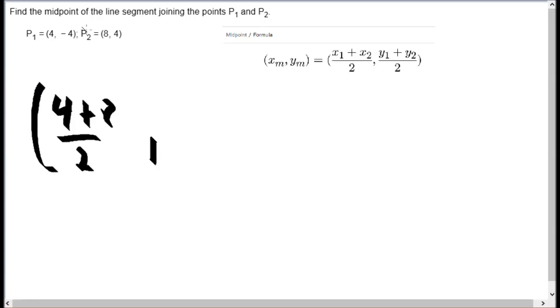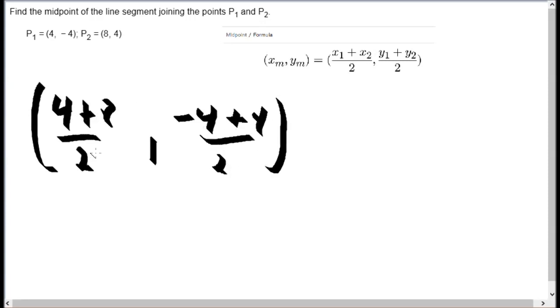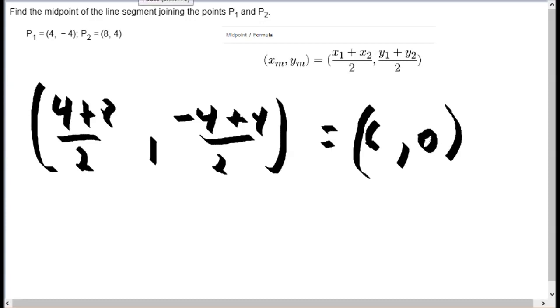And then the y one will be negative 4 plus 4, which is 0, of course, but we'll just write it over 2. We turn out to get, well, that's 12 divided by 2 is 6, so this is equal to 6. And of course, 0 divided by anything is still 0. So 0, there's your midpoint. Couldn't be much easier.